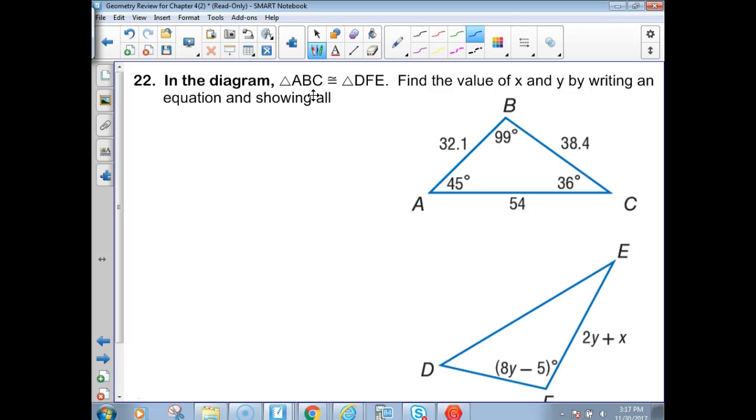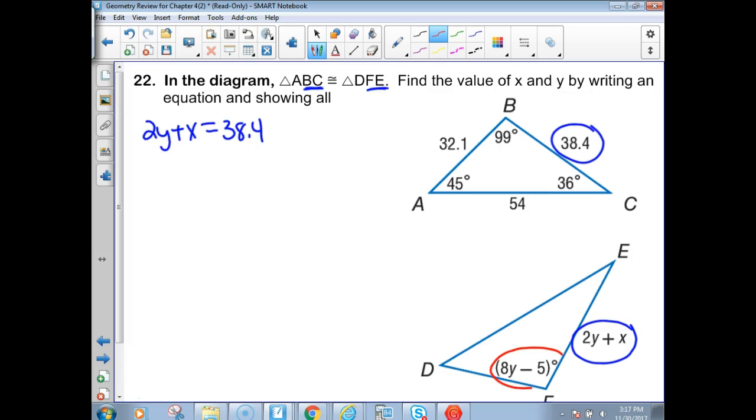All right, we've got a congruence statement and some things we need to find. I see that we've got a side with 2y plus x on it, on side EF. I look up here and I see EF corresponds to BC. So that means 2y plus x equals 38.4. Well, how am I going to solve that? I've got too many letters. I can't solve it right now, so let's check what else is available on the picture.